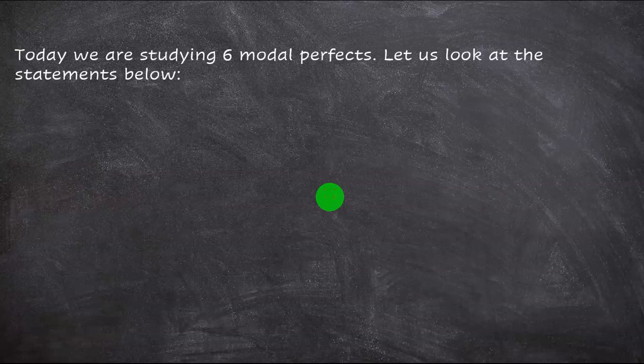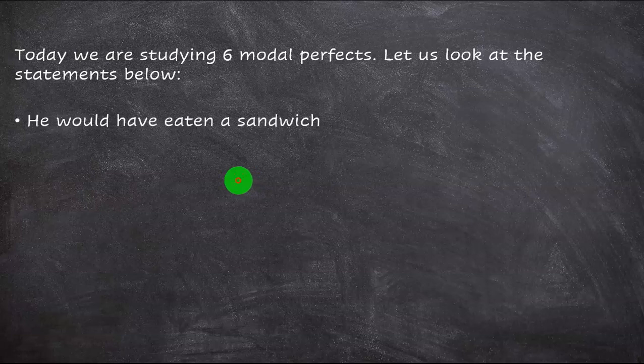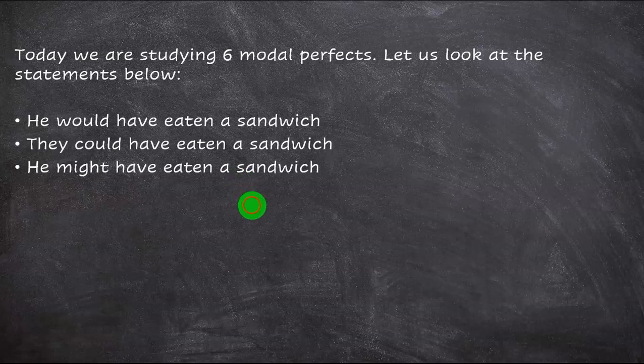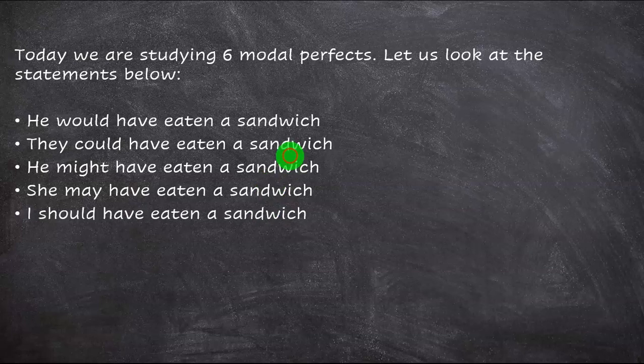So we are going to study 6 modal perfects today. And first of all, before we do that, let us look at some statements below. He would have eaten a sandwich. They could have eaten a sandwich. He might have eaten a sandwich. She may have eaten a sandwich. I should have eaten a sandwich. You must have eaten a sandwich.